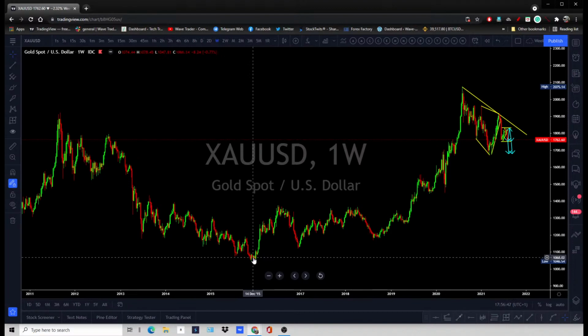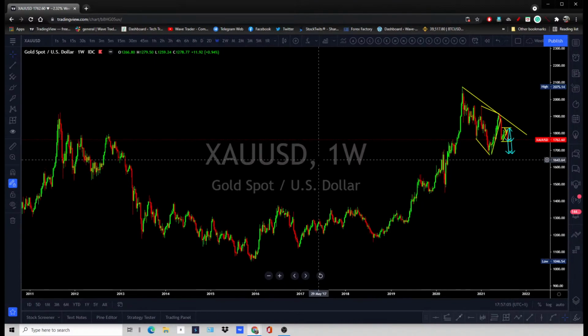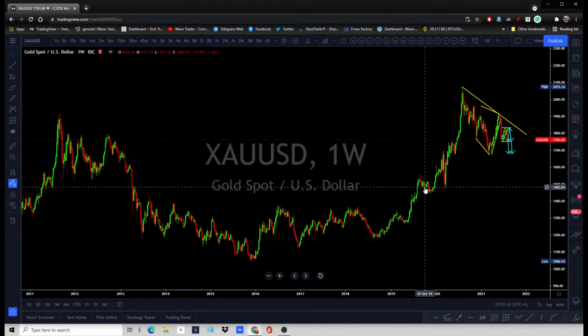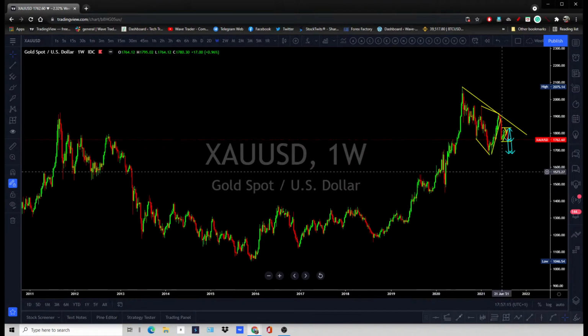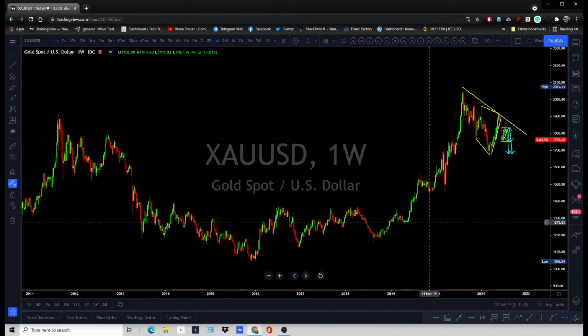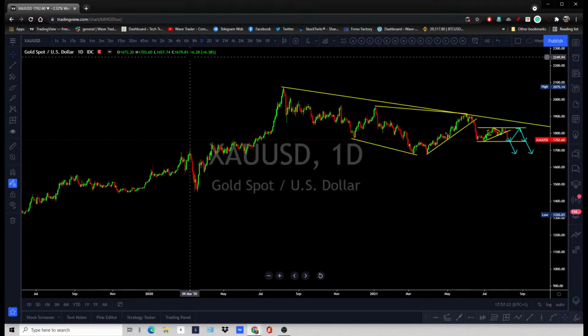It depends on the yield, how yield is going to react to the inflation. If the yield rises very aggressively, and the Fed reacts to that faster than the anticipated time, then we're going to see a sharp sell-off on the gold, and gold can go up to 1300. So the longer term upside is already done.